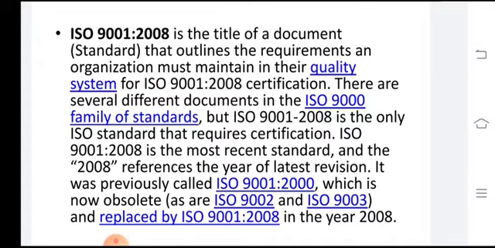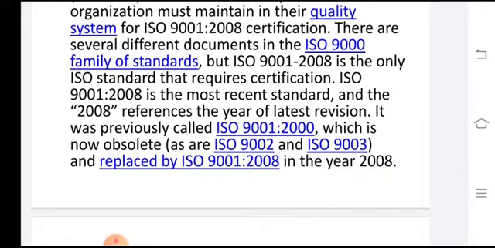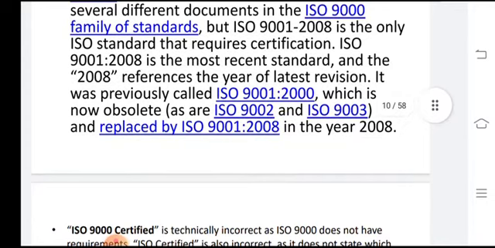So 9001 relates with the ISO 9000 family of standards, and is the most recent standard, and 2008 references the year of latest revision. So previously it was developed in 2000, and then we have some modifications, and the latest version is available since 2008. The previous ones are now obsolete, no more in use. So only this 2008 version of ISO 9001 is in practice.